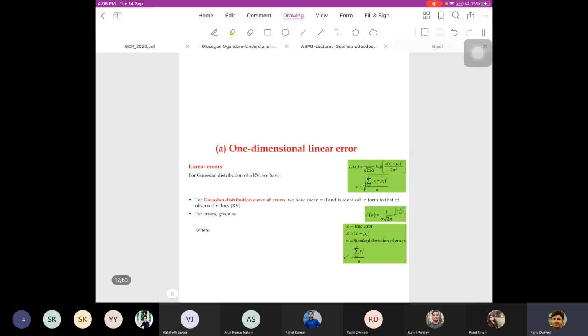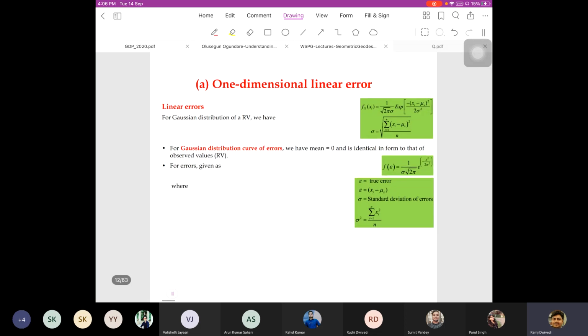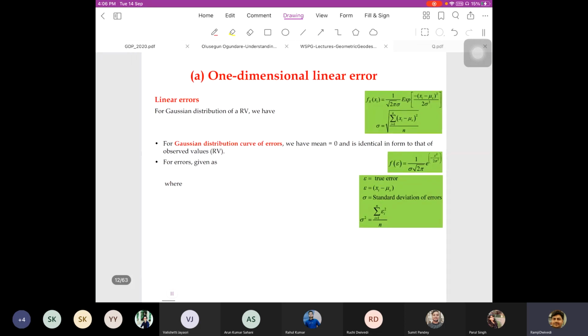One-dimensional error is the same as we have discussed and solved. We have seen that for the Gaussian distribution of a random variable, we have these equations. Looking at this picture of the Gaussian distribution curve of errors, we have mean, which is 0 and is identical in form to the observed value. My question again, why is it 0?